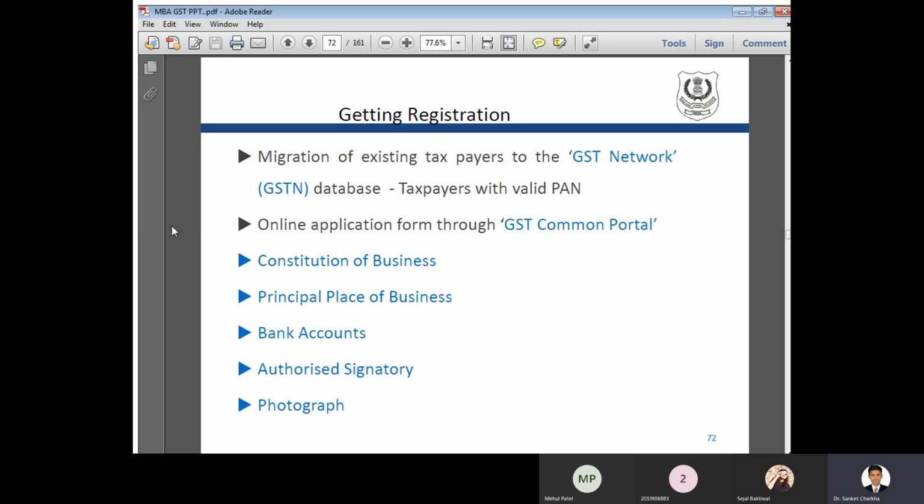So migration, in a sense, means transferring your business activity from one state to another state. That is, if your business has been located in Maharashtra and you are starting your business in the state of Karnataka, then you have to register yourself in Maharashtra also, and you have to register your business in Karnataka also. Why? Because depending on that, your state code will differ, your PAN number will differ, your business vertical will differ, and so on. Online application form through the GST common portal.